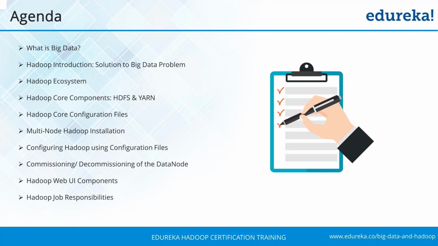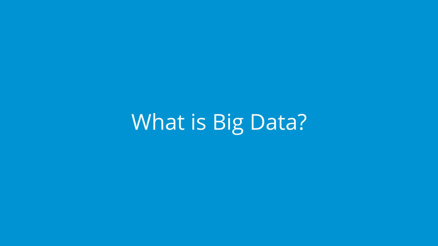And then I'll also show you the different web user interfaces from daemons, like the name node web user interface, resource manager, job history server, etc. And in the end, as a conclusion, we'll try to understand the different job responsibilities of a Hadoop administrator, which an administrator has to perform on a daily basis. And then we'll have a recap of everything. So this is the agenda, guys, for today's session. And let's start with what big data is all about.